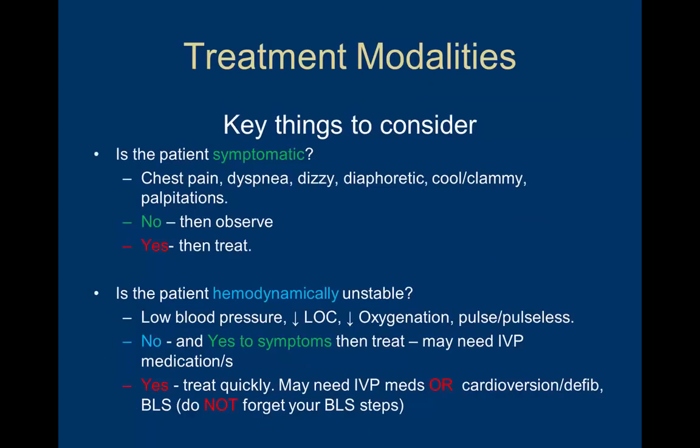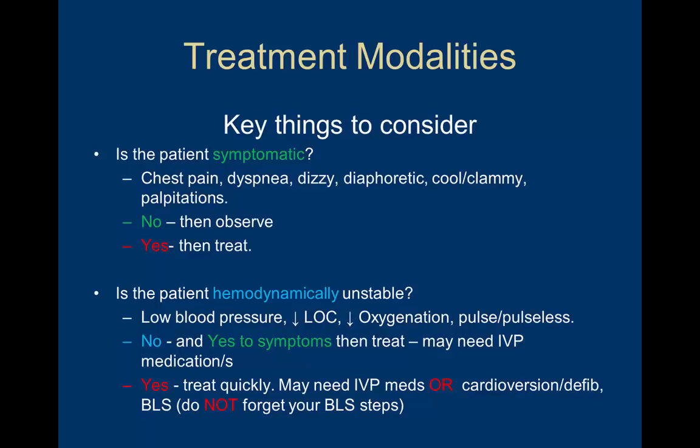That brings us to some considerations with any rhythm. Any abnormal cardiac rhythm can cause the cardiac output to go down. So the key things you want to ask yourself as you assess your patient: is the patient symptomatic? Symptomatic would mean, are they having chest pain or dyspnea or dizziness or diaphoresis, cool clammy skin, or palpitations? If they appear to be not symptomatic, then you might consider observing, or if they are symptomatic, you might consider treating. The other thing you have to ask yourself is, is the patient hemodynamically unstable?